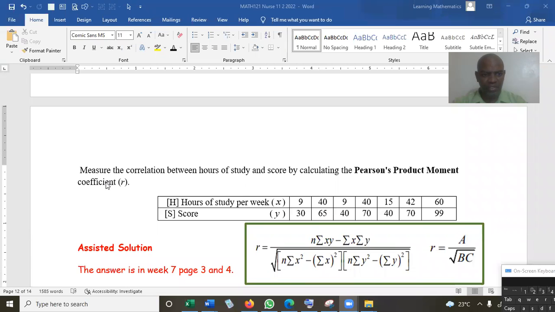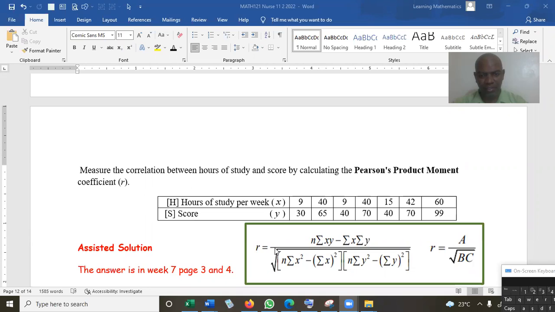Here we are going to measure the correlation between hours of study and score by calculating Pearson's product moment coefficient, called R. Hours of study per week, we can label it X, which will be the independent variable, and score labeled Y is the dependent variable.